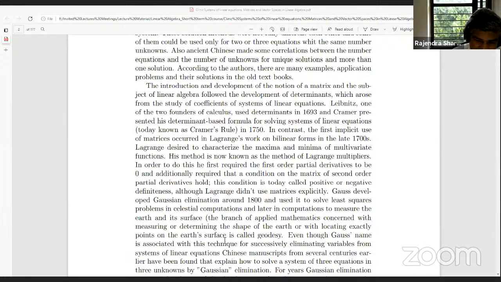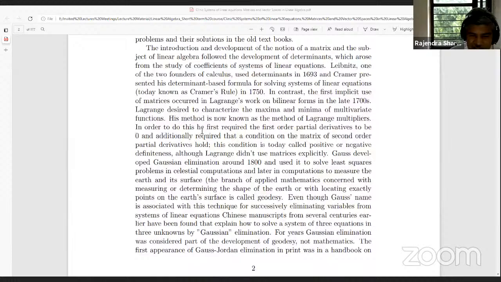Though Gauss's name is associated with this technique for successively eliminating variables from system of linear equations, Chinese manuscripts from several countries earlier have been found that explain how to solve a system of 3 equations, as I just now mentioned, in 3 unknowns. The Gaussian elimination, of course, was the name later on given for more systematic elimination. For years, Gaussian elimination was considered part of the development of geodesy and not mathematics.